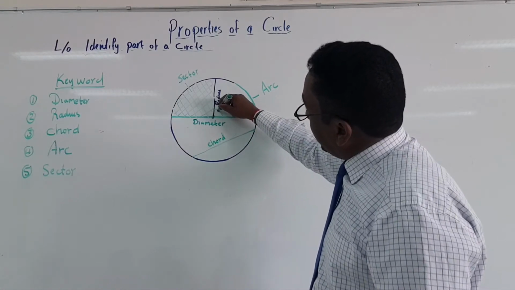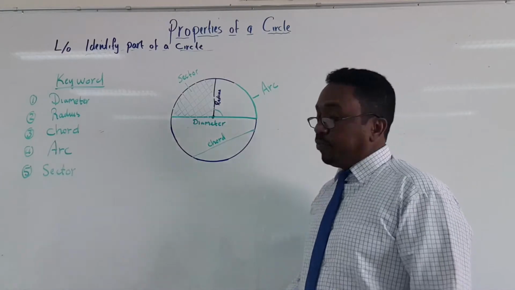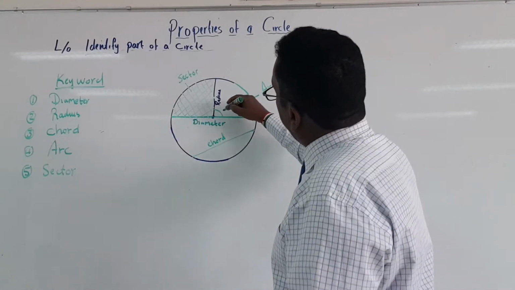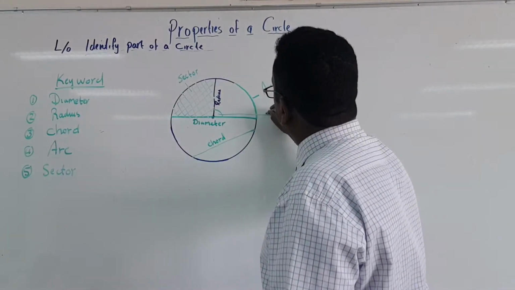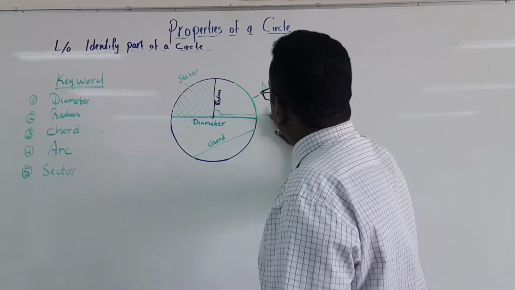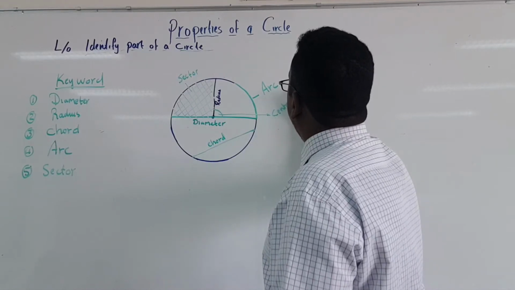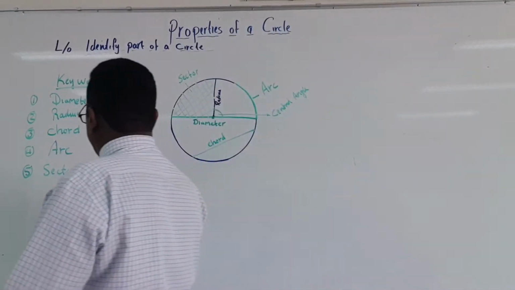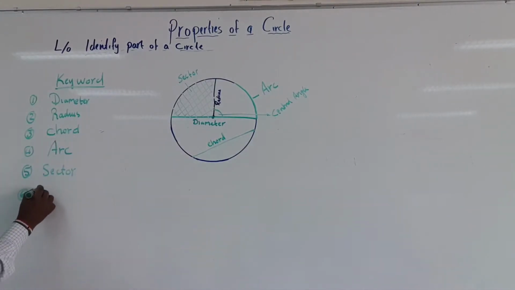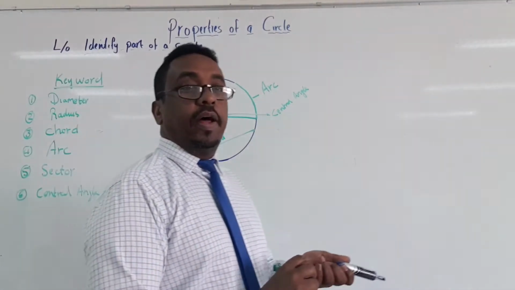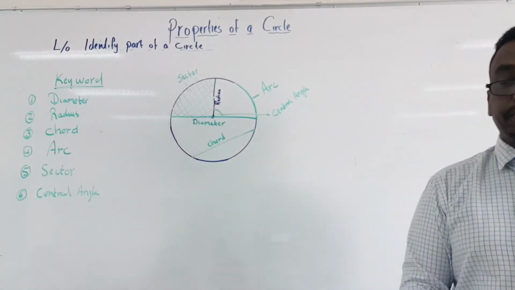Okay, now if we look here, there's an angle here. So this is an angle, and we have a name for that angle. We call it the central angle. So this is the sixth one, central angle. Does that make sense, girls?